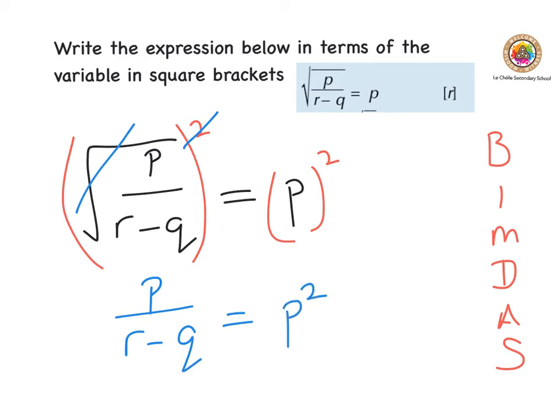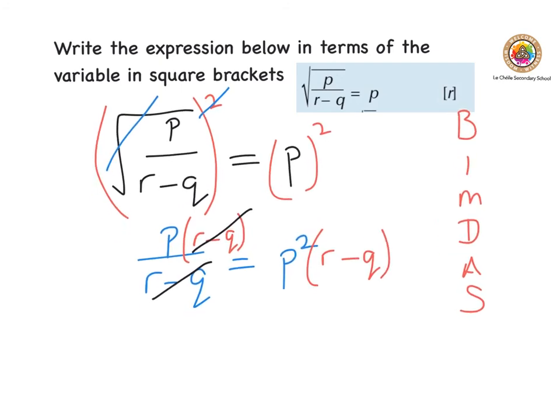Now, I want to get rid of my fraction on the left-hand side. So the easiest thing for me to do would be multiply the top here by r minus q. Again, if I do that at this side, I must do it over here. So I'm going to multiply by r minus q. Now I know that r minus q and that is going to cancel from simplifying fractions. And so I'm going to be left with p on the left-hand side is equal to p squared times r minus q. And I'm just going to expand out those brackets for my own sake.